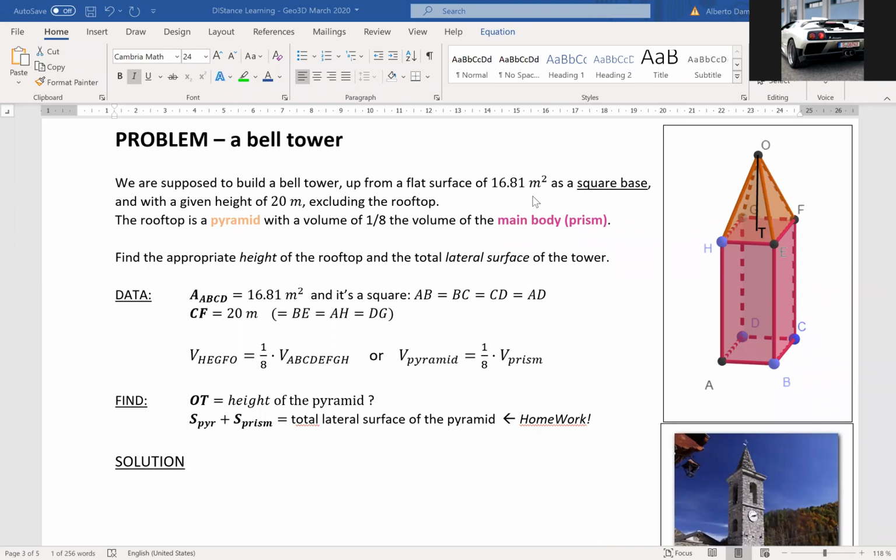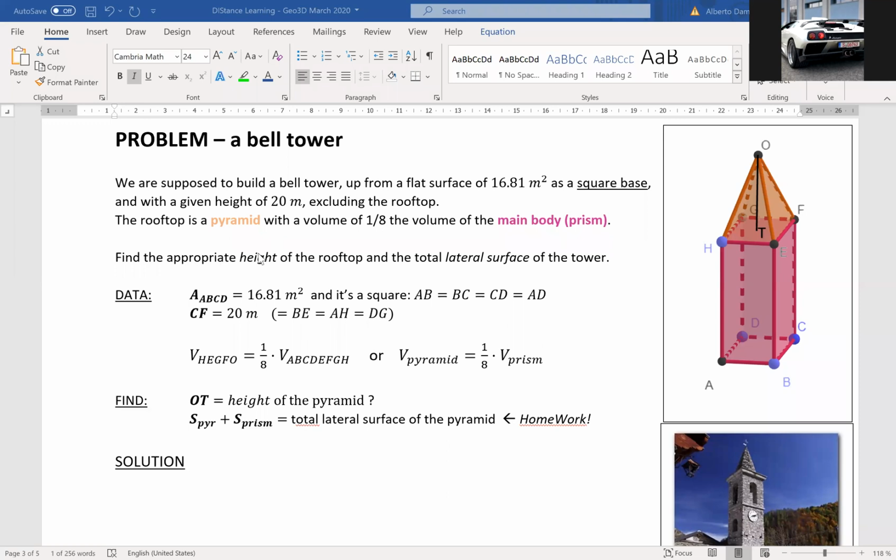The rooftop is a pyramid with a volume which is 1/8 of the volume of the main body, which is a prism. And I am color coding the text of my problem so that you can also compare it to the little picture that we have on the right. So the purple, violet, kind of pinkish shape is a prism, and it's the body of the bell tower. Well, it's the right part, the vertical one. And then on top of it, we have a rooftop, which is a pyramid, of course.